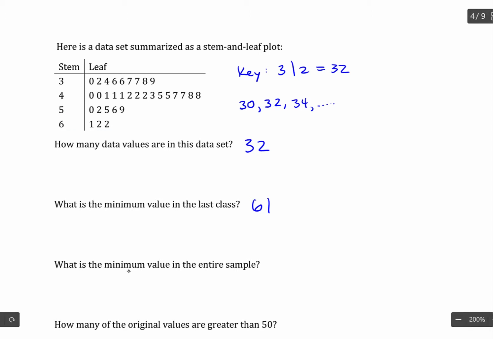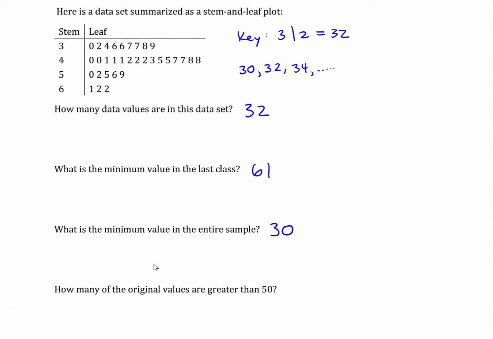What is the minimum value in the entire sample? So if we look at the smallest value overall, the smallest value overall would be in the category with the smallest stem. Whoops, I meant to highlight that. The smallest stem, and of all the leaves there, the smallest leaf. So we have a stem of 3 and a leaf of 0 being the smallest overall, so 30.